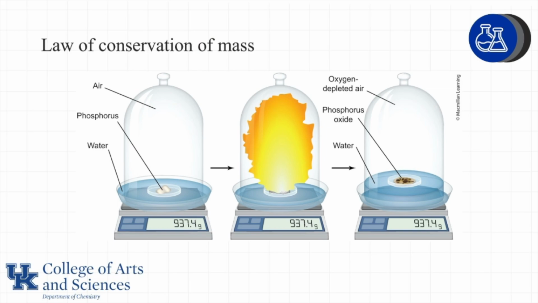If we look at an example with a closed system, we have a sample of phosphorus, we have some water at the bottom, and we have air filling this container. Once the reaction occurs, we now have the air, but the oxygen has been removed from it. We have phosphorus oxide, so the phosphorus reacted with the oxygen in the air, and we still have water. And what we notice at all 3 points in this reaction is that the mass is exactly the same. We may see changes in energy, changes in temperature, but the mass is the same. And that is the law of conservation of mass.